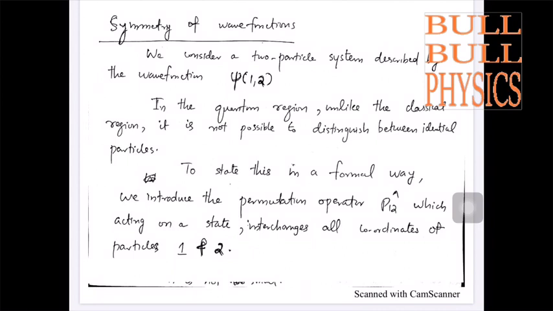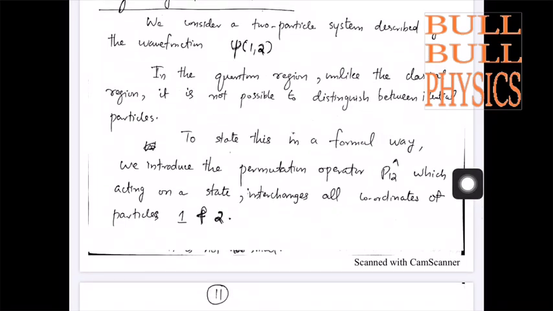So we consider a two-particle system, a simple system which is described by the wave function psi of 1, 2. So we have two particles. Now in quantum region, we know the particles are indistinguishable. The particles, identical particles, which are indistinguishable.